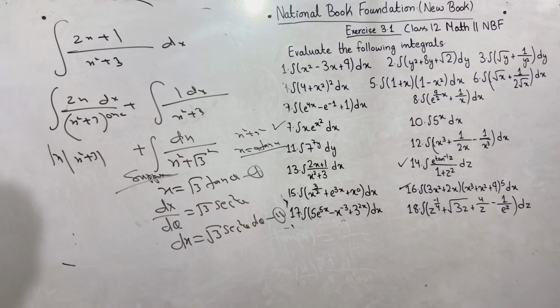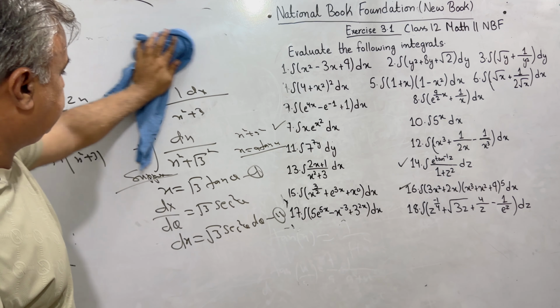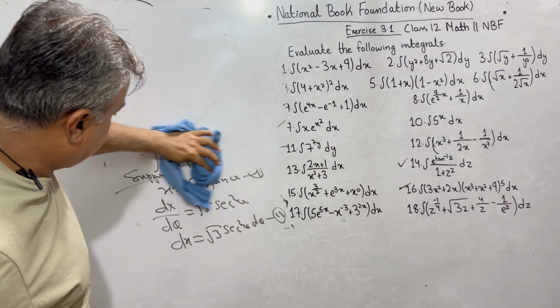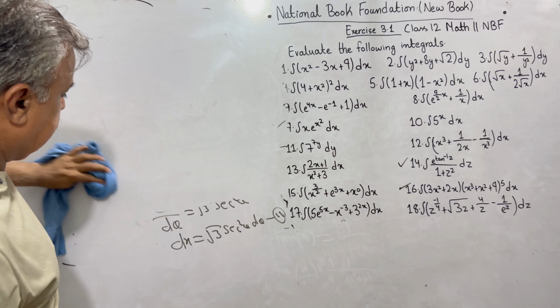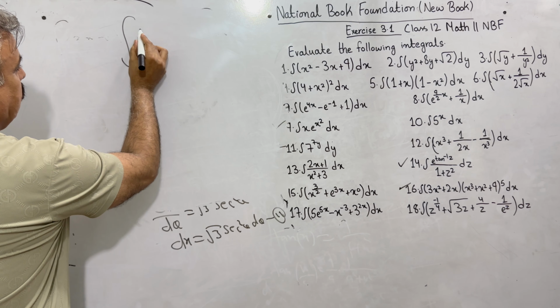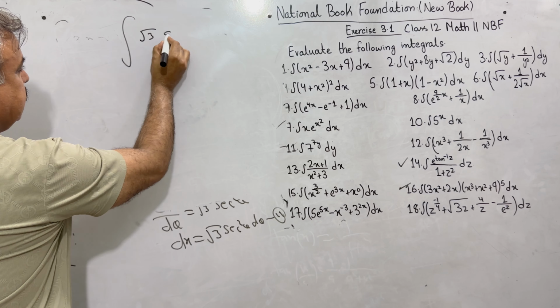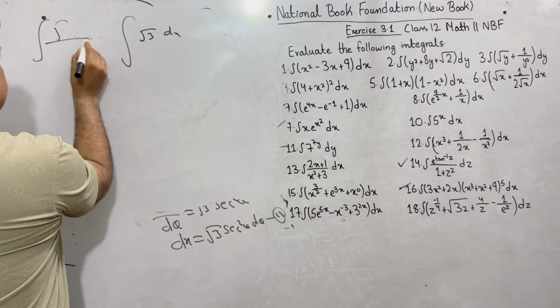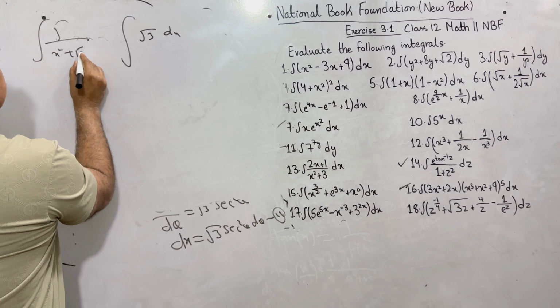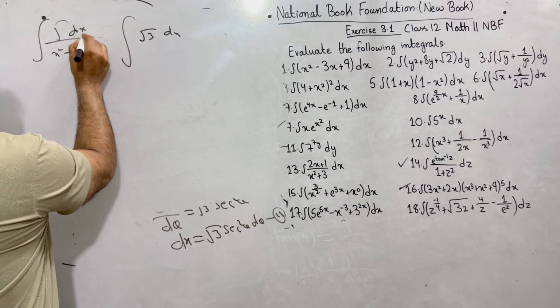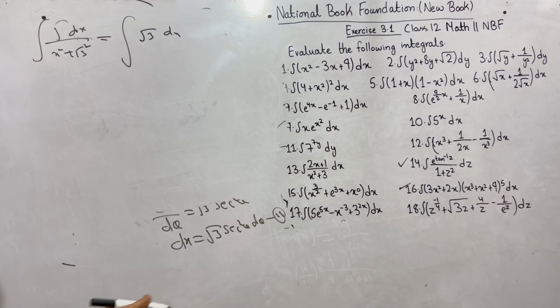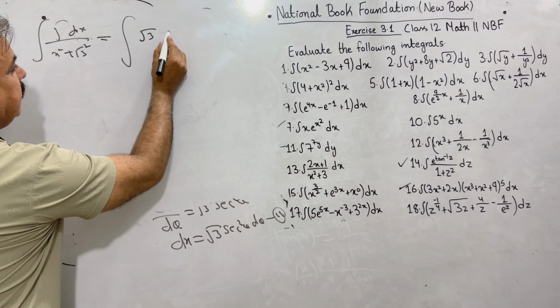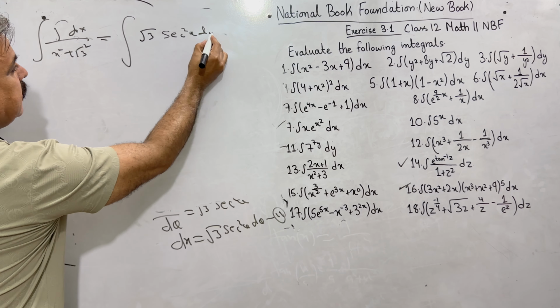A step also I can write. So let me erase this in order to be in a frame. Put here x equals root 3 tan theta. The integral of 1 over x square plus 3 square dx is equal to, instead of dx I have written root 3 times sec square theta d theta.